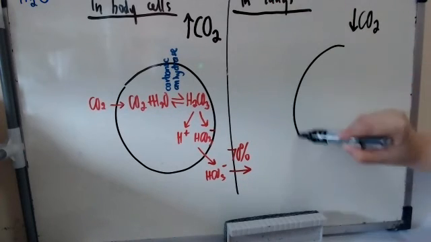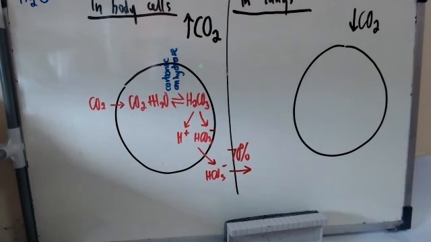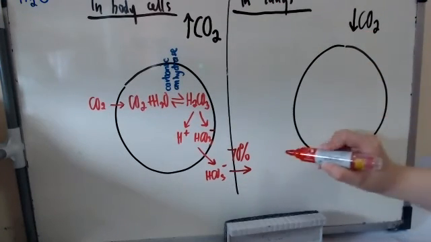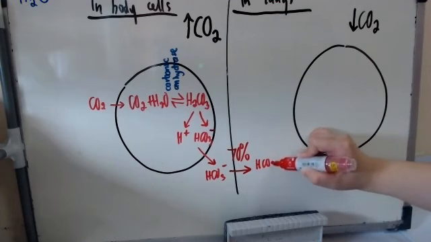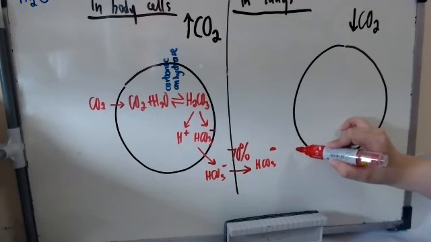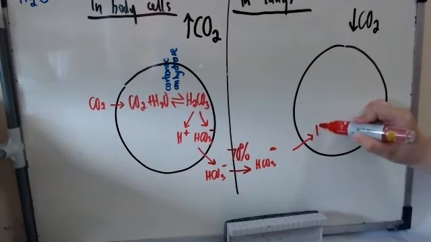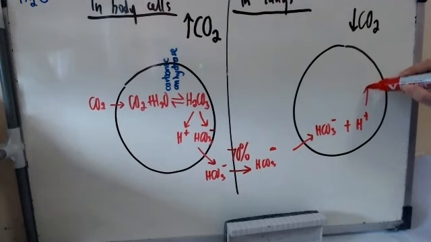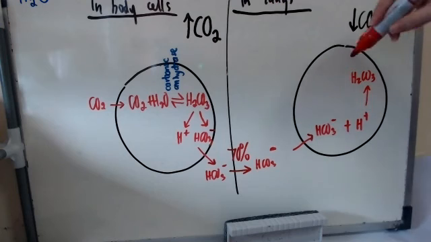In the lungs, because of continuous breathing in and out, there will be lesser carbon dioxide as compared to the body cells. So what happens here is HCO3, which is hydrogen carbonate ions, will diffuse back into the red blood cell, combine with H plus to form back carbonic acid, H2CO3.